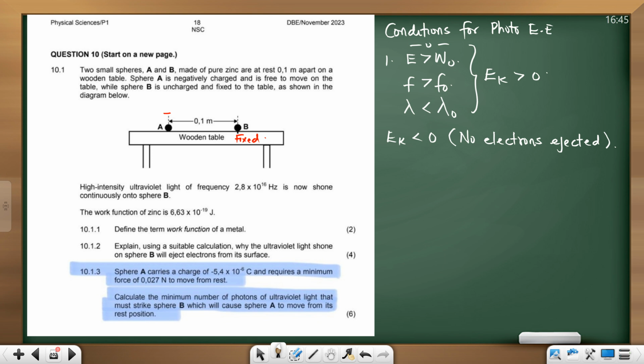Explain using a suitable calculation. Then don't write words, people. While the ultraviolet light is shone, what do we know about the light? I think we can calculate E. What do we have? We have frequency, right? E equals hf. What is E? h.